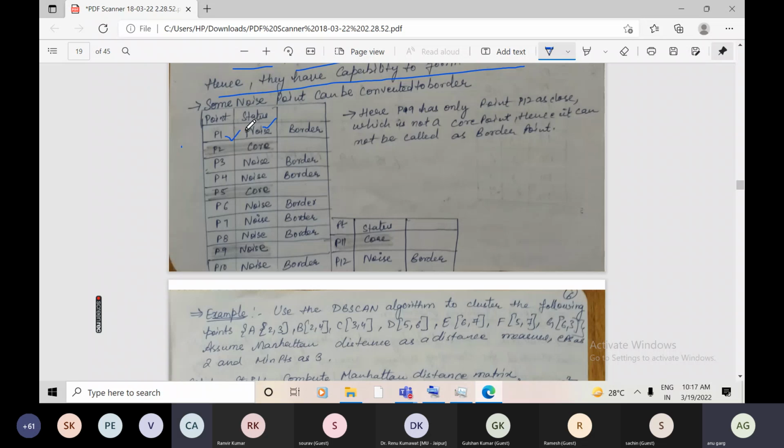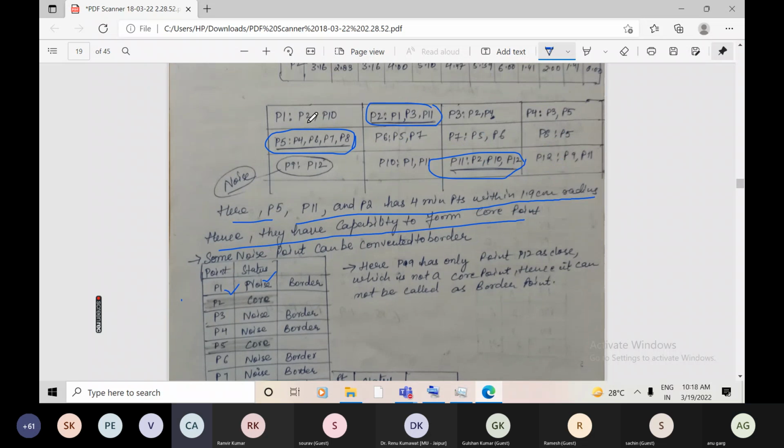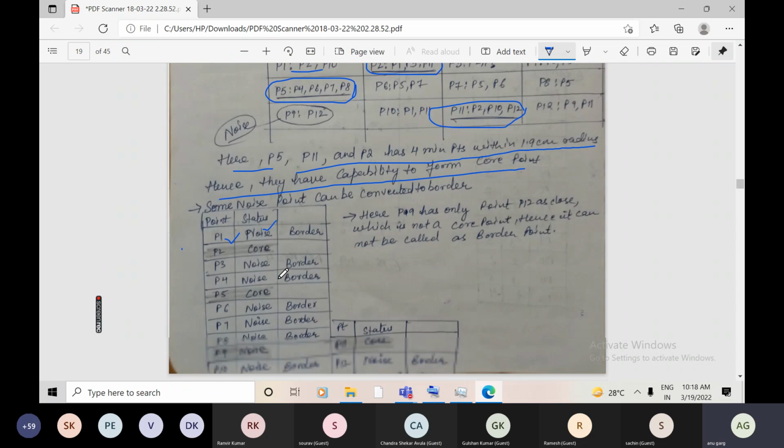Second bit they have asked is to check which all you can convert from noise to border point. Just a question: P1 and the other one are meeting the epsilon radius condition, right? So why noise and not border? Because they don't have 4 points. But the border condition is that it only has to satisfy the epsilon, right? So that's what I'm trying to say.